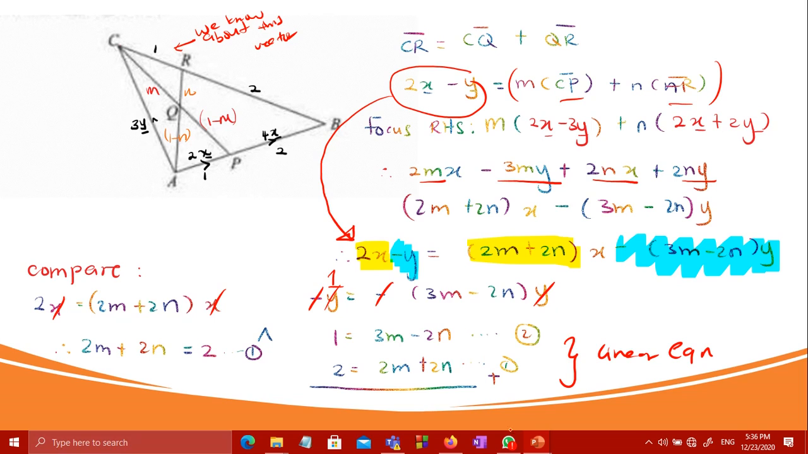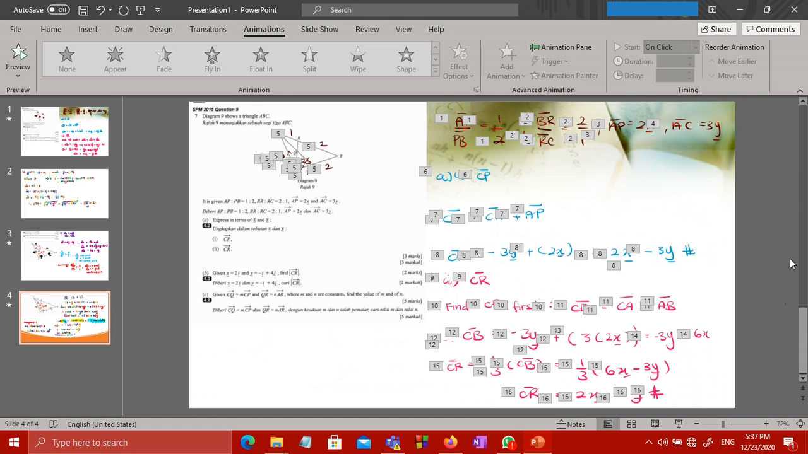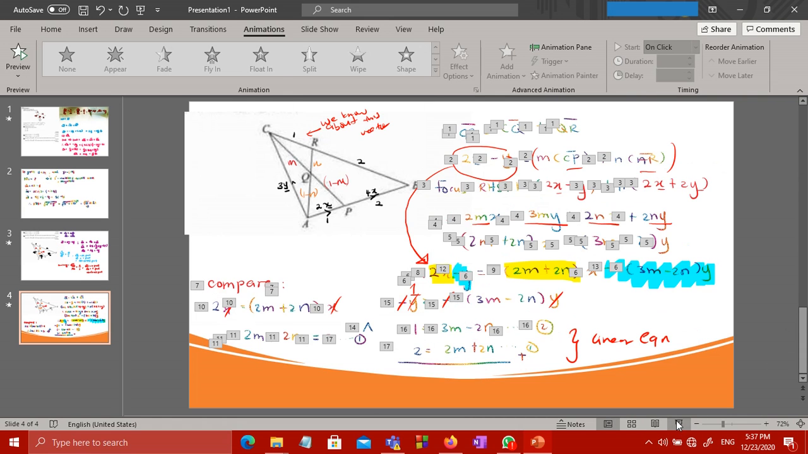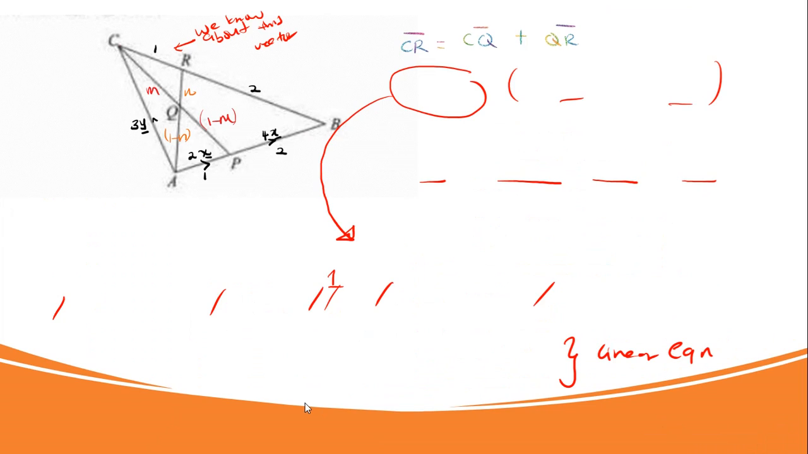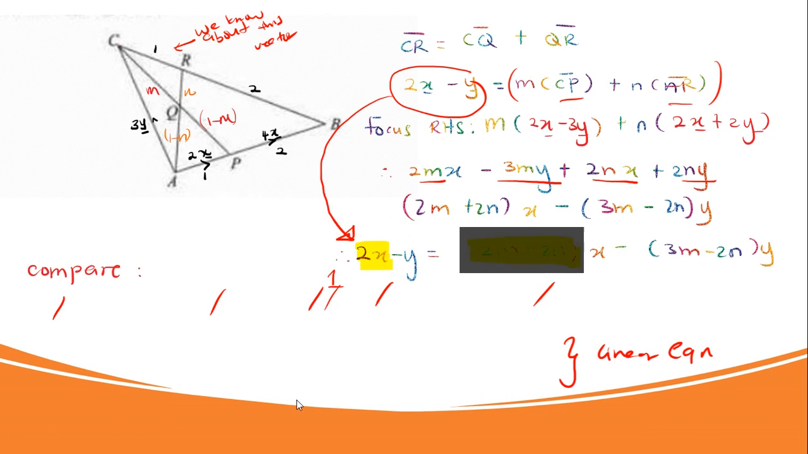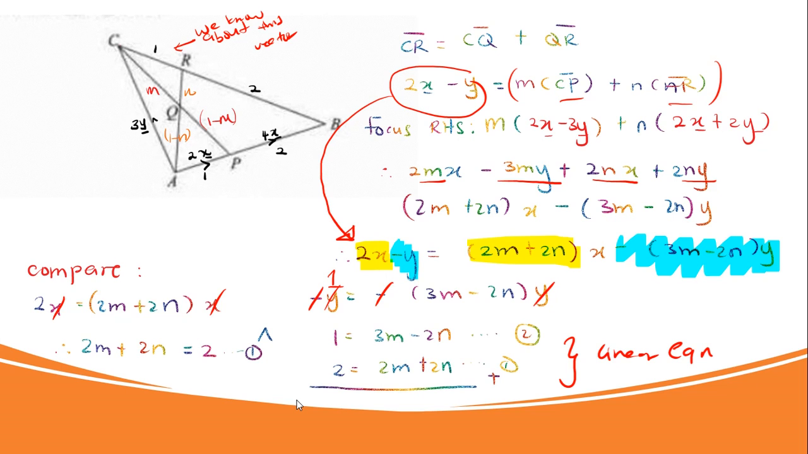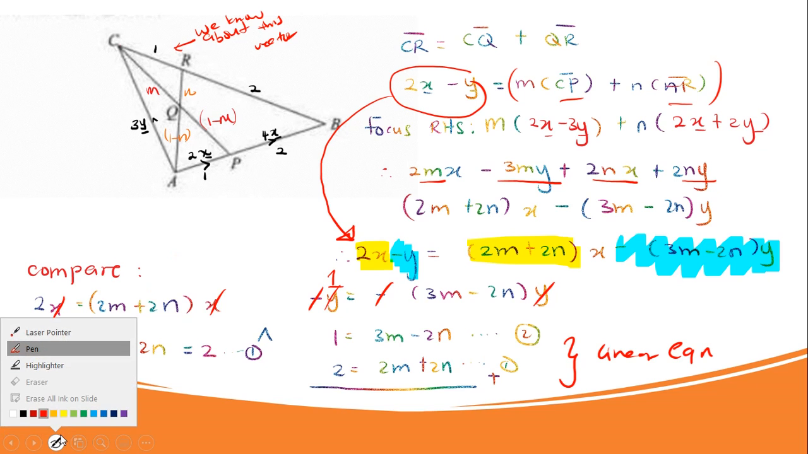I think I need to keep that in. Okay. Where is the spot? Okay, over here, right? The system of equation. I can't erase that, huh?